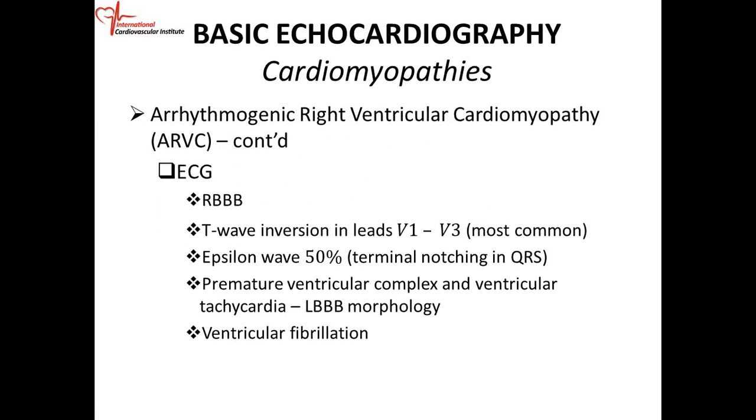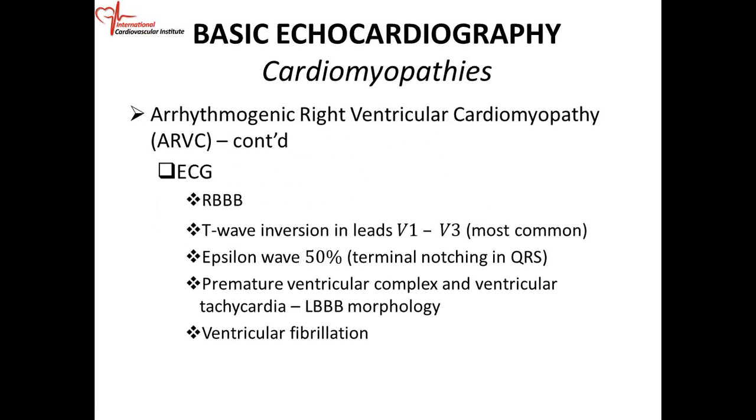How do you recognize it? Even before you take the patient to the echo lab, there are certain clinical features which will tip you off that you're dealing with ARVC. So when you look at your ECG, one of the first things that you'll see is what we call the epsilon wave. But again, before you get to that, when you look in the anterior leads, V1 through V3, you'll get T-wave inversion. So the T-wave will be inverted in leads V1, V2, and V3.